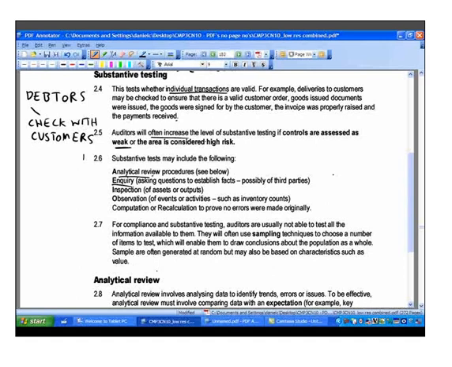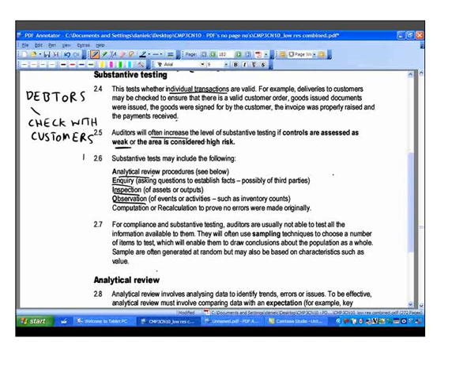Sometimes there is physical inspection, and particularly this is true of non-current assets. They may be audited by going and looking at a factory or a piece of machinery to check that it's there. Or it may be observation of certain procedures, an example here being inventory counts. You may go and observe the inventory count happening to make sure that the inventory number is okay, or you may do some sort of computation or recalculation.